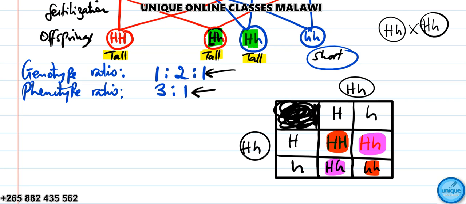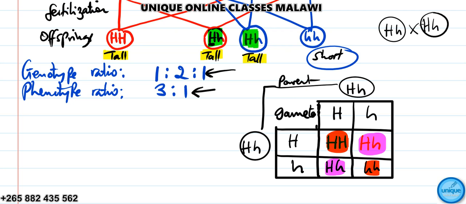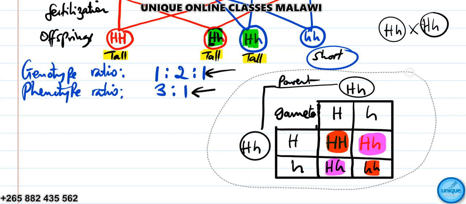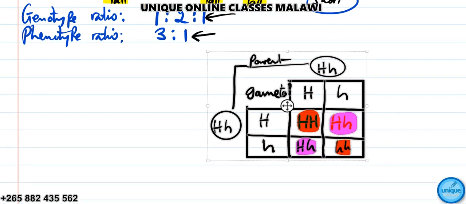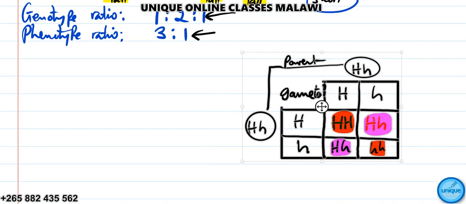So you can indicate sometimes timapanga indicate, and it's good kupanga indicate. Simathandize. So uzapanga indicate kuti these are your gametes. Gametes, and these are parents. That's how we do a punnet square. It's the same thing.